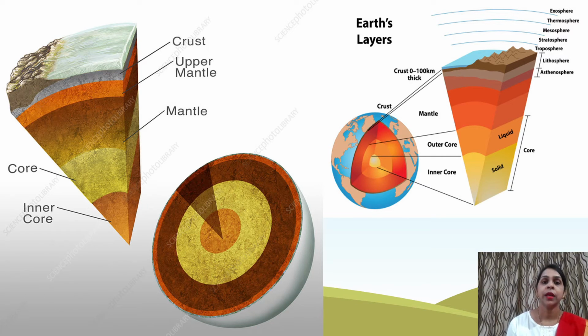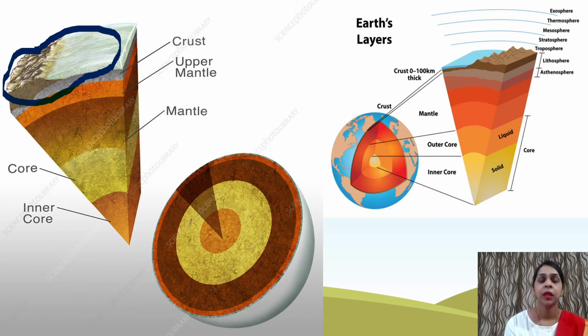Okay, students, here two pictures are there. You can observe very carefully. We live on the earth's topmost layer. Where do we live? We live here, the topmost layer of the earth. It's called the crust. Today we are going to learn only the crust. The remaining part we will learn in the next class.